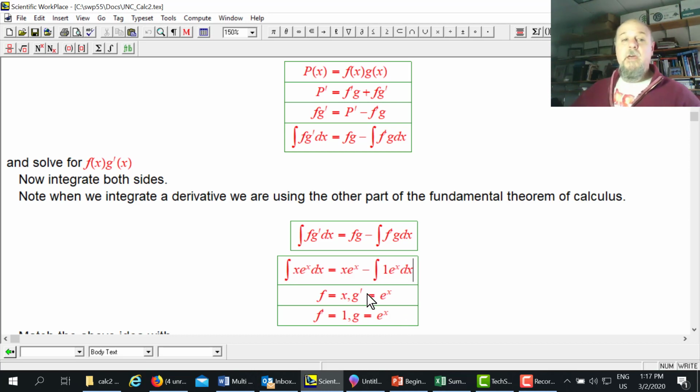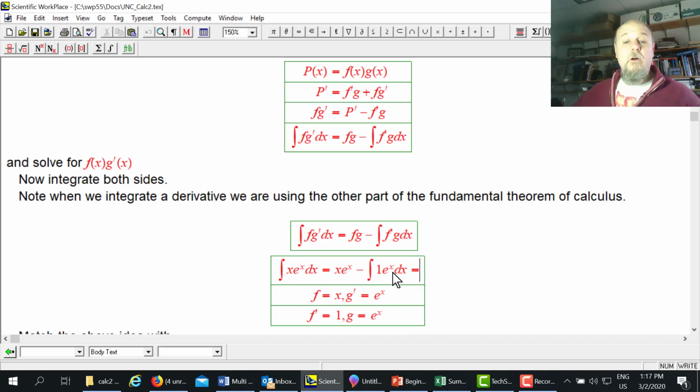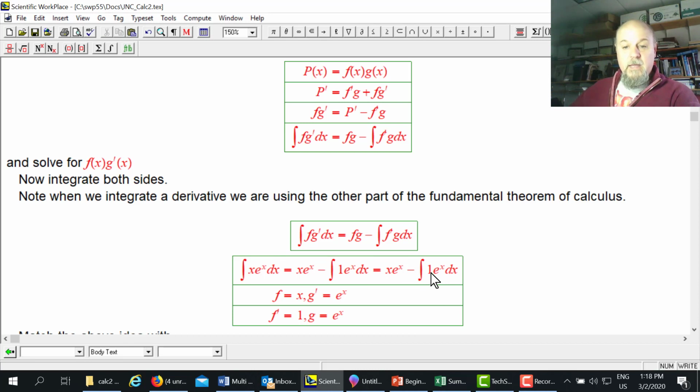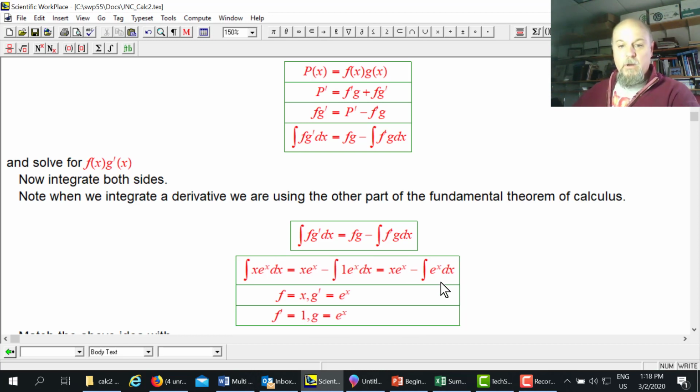Notice that this technique doesn't actually finish the integration. It basically changes one integration problem for another integration problem, which is okay as long as the other problem is easier than the one I started out with. So I guess the question is, can I integrate e to the x? Yes, integrating e to the x is just e to the x.